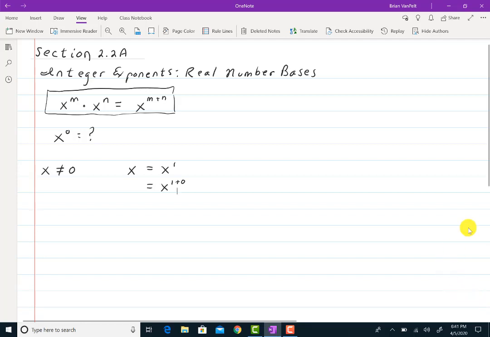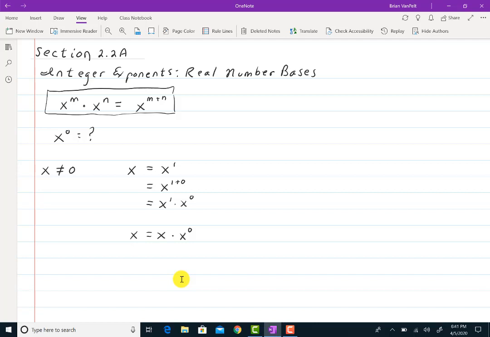So what I'm going to do is make use of this rule up here, because now my m is a 1 and my n is a 0. So I can break this up into the following: x to the 1 times x to the 0. And so x to the 1 is no different from x. Here's what I have. X to the 1 is the same as x, and then x to the 0 was over there. On the left-hand side, I had just an x.